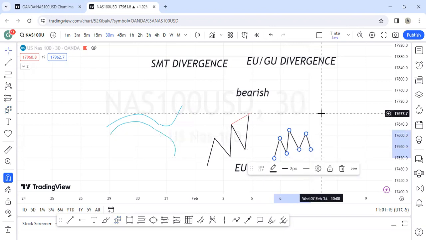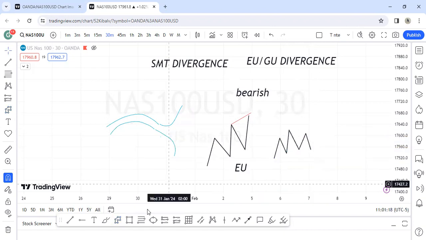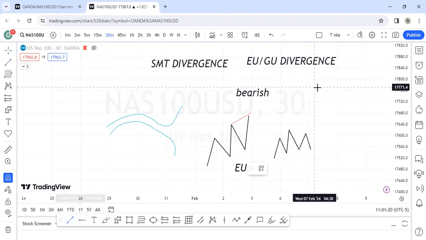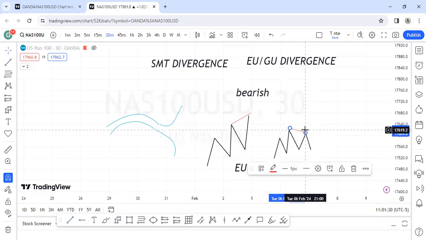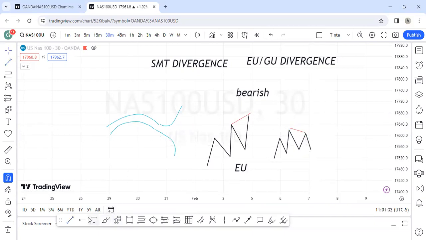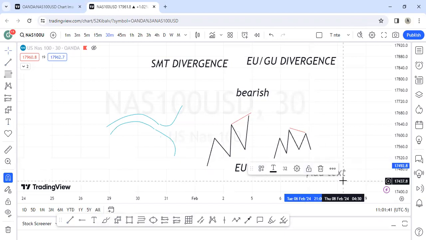Now, note something. EU made a high, but what happened on GU? GU made a lower high instead of a higher high. So you can see that it's now a crack in correlation. What this simply means is that GU is heavy. It's finding it difficult to go up. So when GU is heavy, you can anticipate some sells on GU. So always focus on the pair that is failing to make the high. That is for the bearish example.